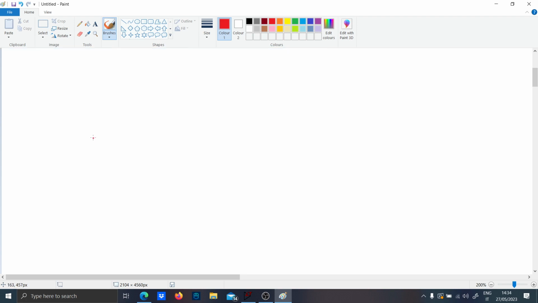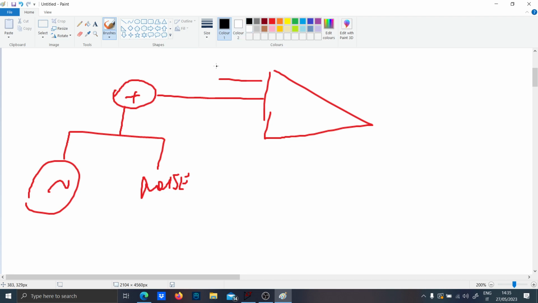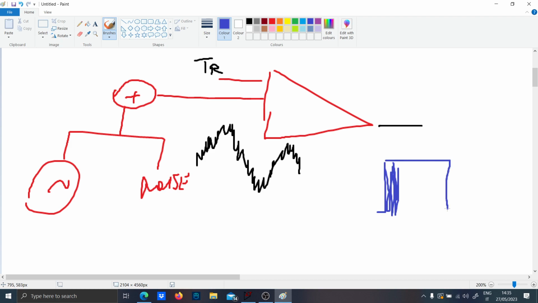In the previous lesson, we have seen on LTSpice that if you mix a sinus signal with the noise, and here you have a comparator with a threshold TR, you have a very noisy signal here, and so the result, as you can remember in the previous video, was a very noisy square wave, put it like that, instead of having just a clean square wave.